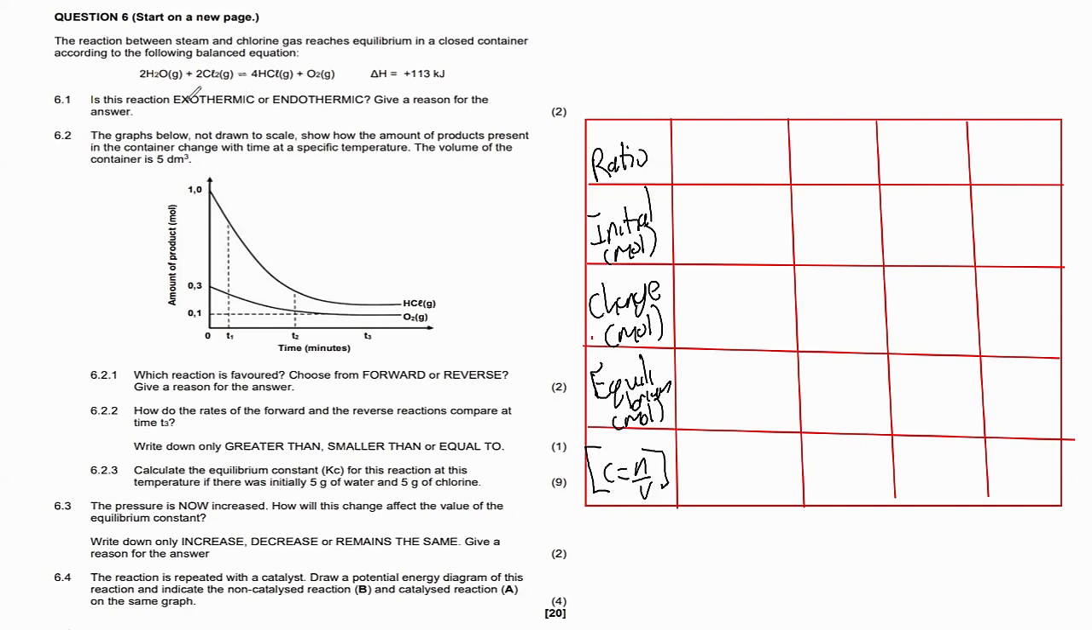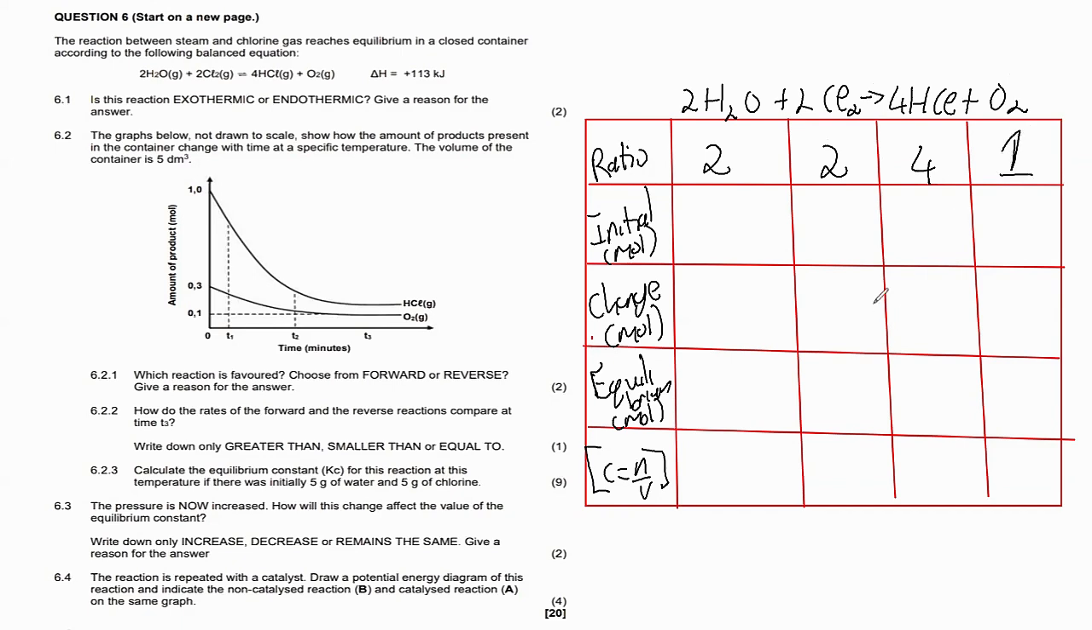Here we have our ratios. So if we can just write here, we have 2H2O and then 2Cl2 to give us 4HCl plus O2. And all of these are gases. Now on our ratio, we're just going to drop the coefficients. So we have 2 here and then we have 2 here and then we have 4.